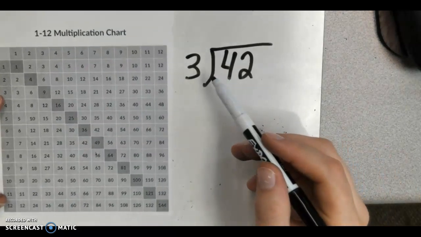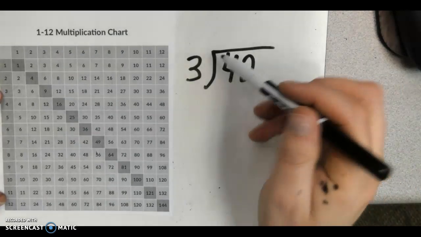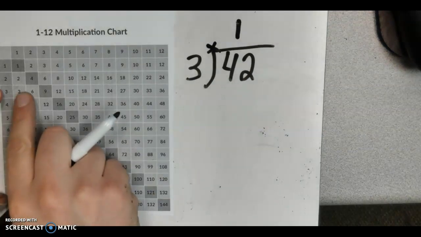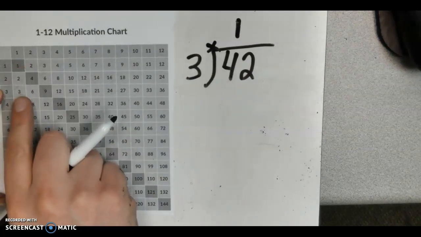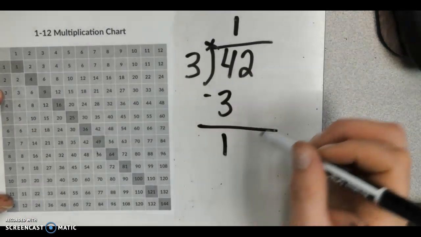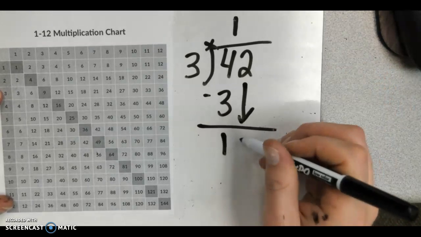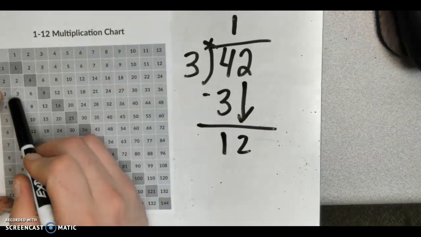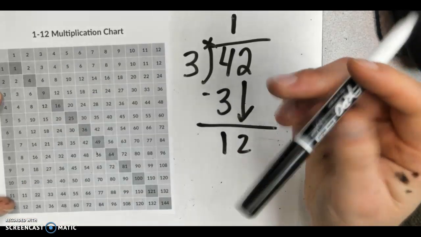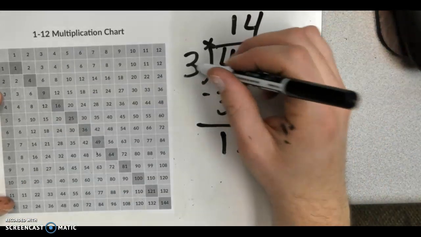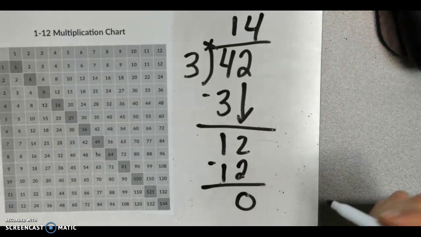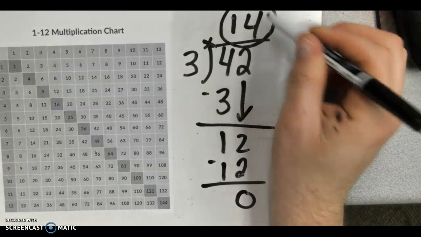Okay, hopefully you have a chance to do that. 3 can go into 4 one time because I can't go higher. 1 times 3 is 3. I subtract it. That gives me a 1, and I bring down my 2. 3 can go into 12. 3, 6, 9, 12. 4 times. 4 times 3 is 12. I subtract. That gives me 0. I am left with 14.